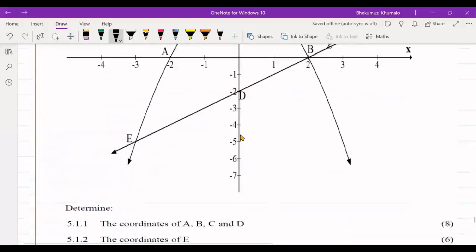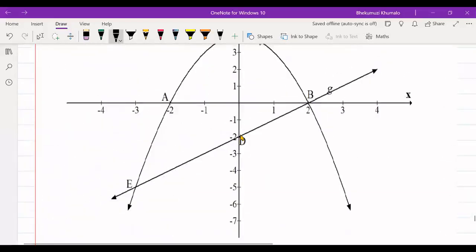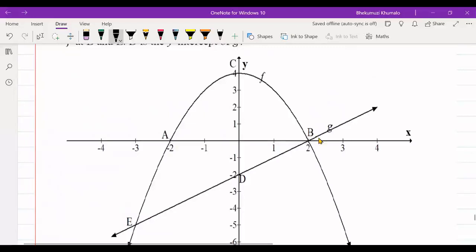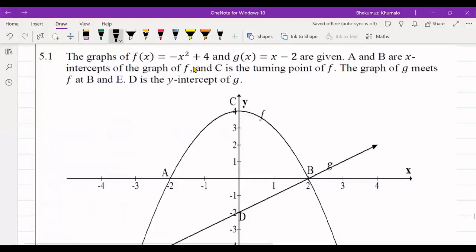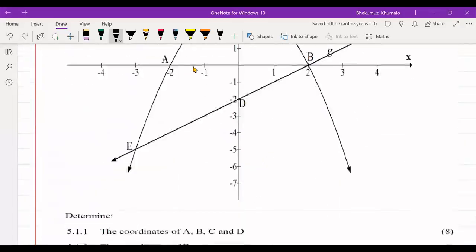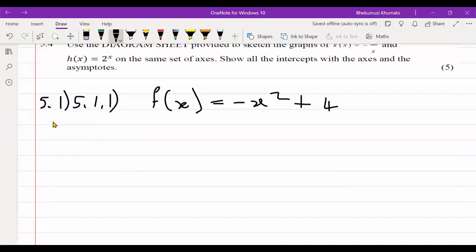So the easiest one right now is definitely, okay, let's just start with A. We're going to do them in order. So let's look for A and B. A and B are actually x-intercepts of f, f being f of x is equal to negative x squared plus 4. And that is basically a parabolic function. Oh, it's 4 there. So this is 4.